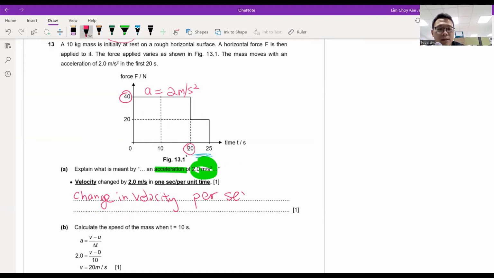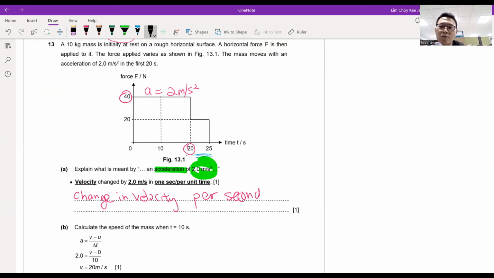Okay, this is the standard answer. But for this question, you'll find that this answer doesn't answer the question because you have not explained what it means by 2 meters per second square. So what you need to do is tweak your answer a bit, or craft your answer to suit the question that's given. You need to factor in the 2 meters per second square.